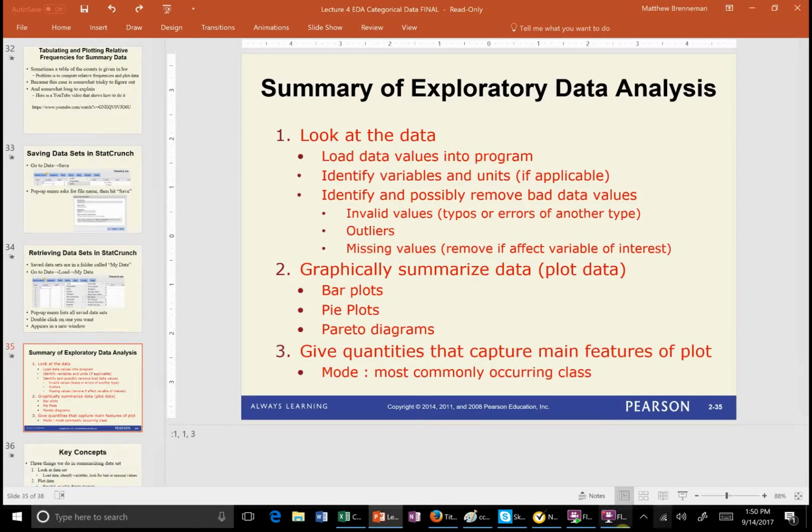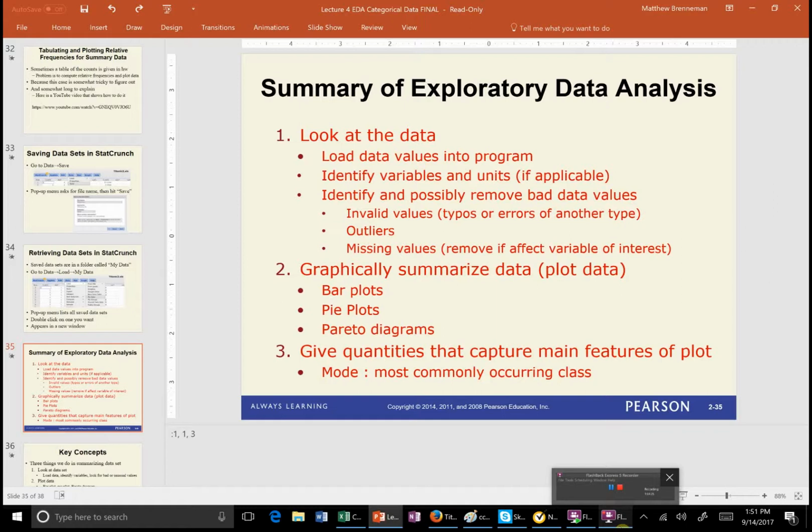Okay, so what do you need to know, right? What's testable? What's really important? So you have to know these three steps, okay? What do we do with any data set? We look at the data, we plot data, we describe the plot. That's true for every single data set. Doesn't matter from now till the final exam. For categorical, there's only 3 plots we can make. We only have to report the mode. Categorical is very easy. There's not a lot to it.